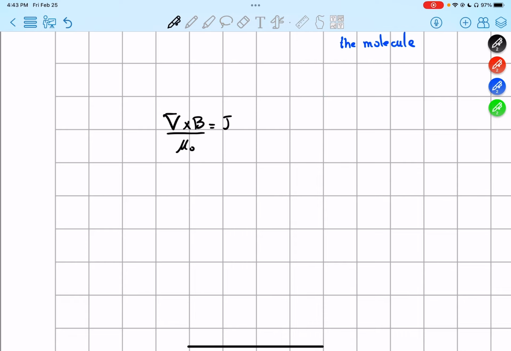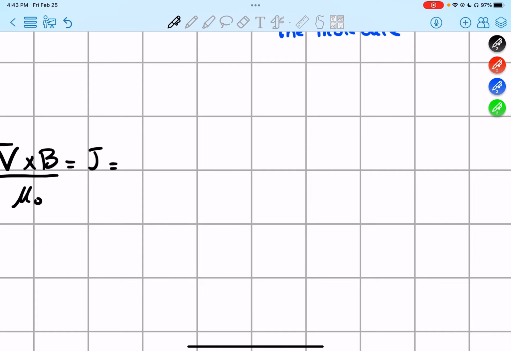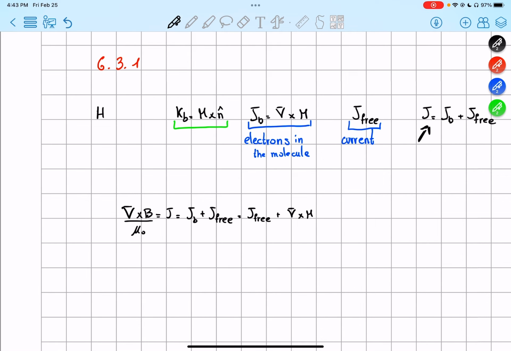So we know that J is actually equal to what? Well, we just proved here that it is equal to JB plus J free. So JB plus J free. And JB is equal to the curl of M. This is from what we proved earlier in this formula right here.